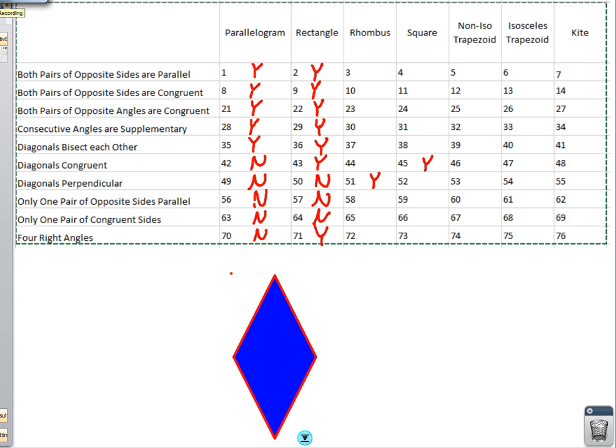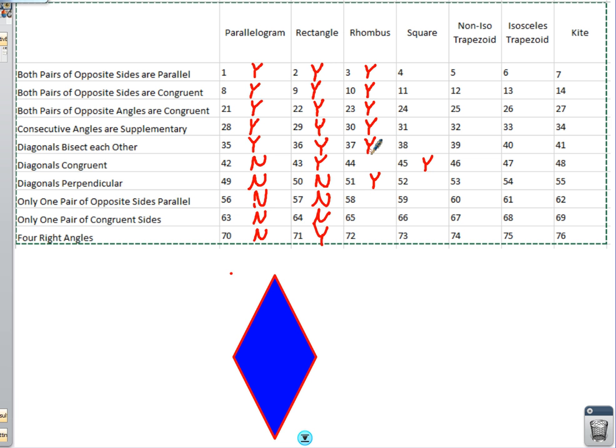Next one, let's go to a rhombus. In a rhombus, both pairs of opposite sides parallel. Yes. Both pairs congruent. Yes. Both pairs of opposite angles congruent. Yes. Consecutive angles supplementary. Yes. Diagonals bisect each other. Yes, because it's a parallelogram.